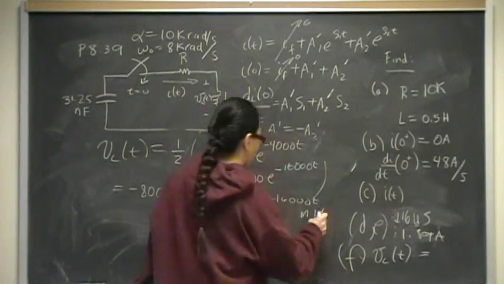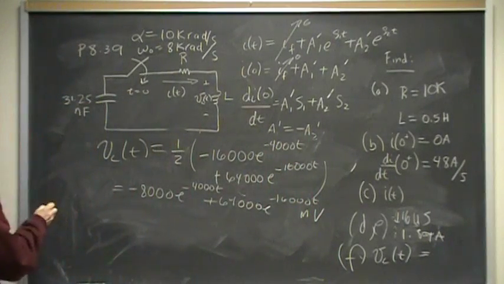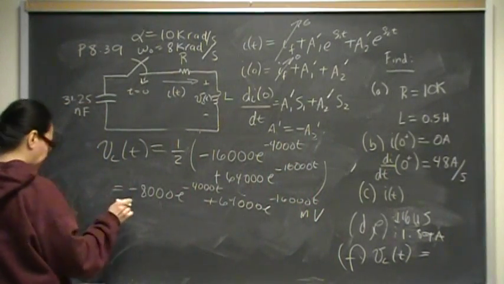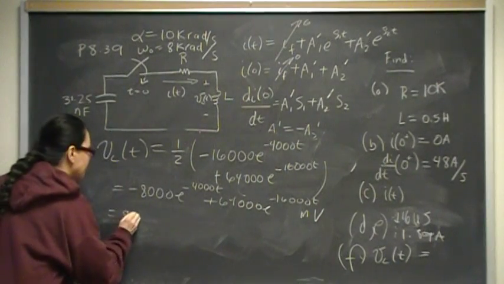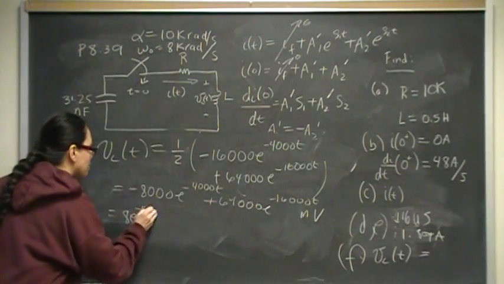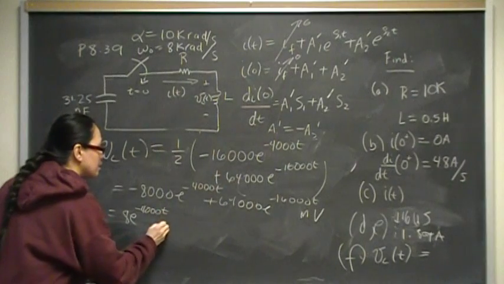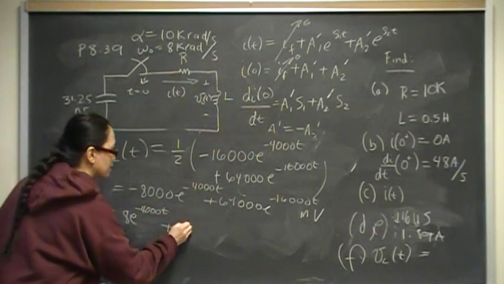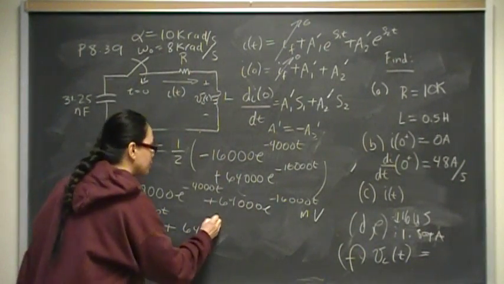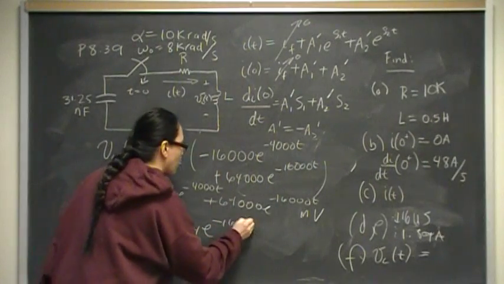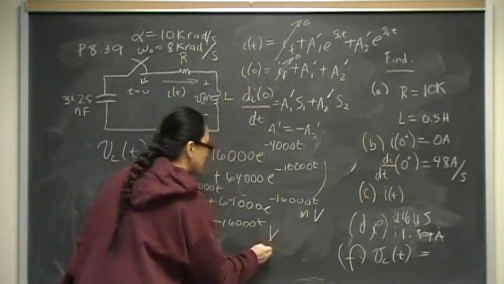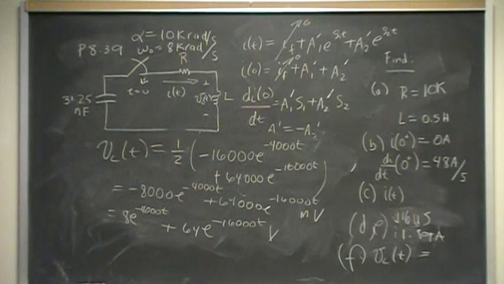Or, more neatly, it's going to be negative 8 e to the minus 4,000 t plus 64 e to the minus 16,000 t volts. And that is all the answers to all the sections of problem 39, section 8.